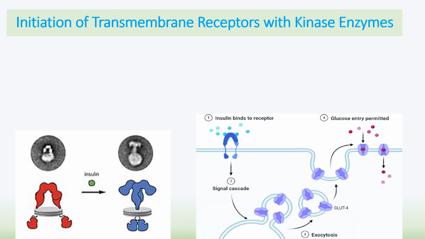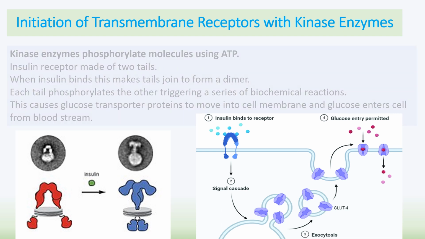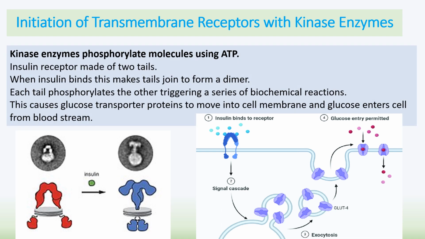Now, one example that you need to know is something called a kinase enzyme. So kinase enzymes are ones that phosphorylate molecules using ATP. So we just mentioned it in the adrenaline series of reactions. The insulin receptor is one that is affected by this. The insulin receptor is made of two tails. You can see them here.